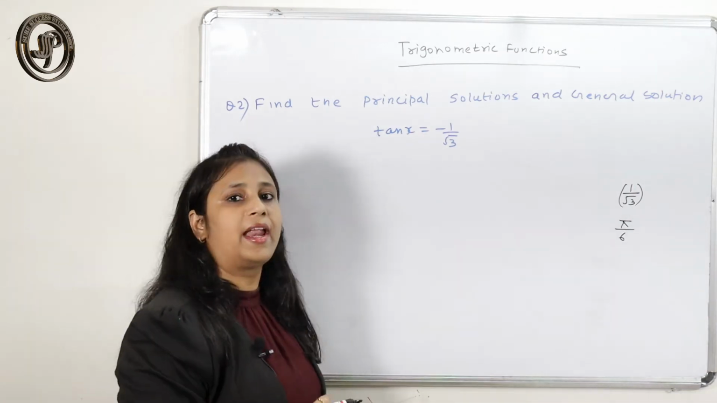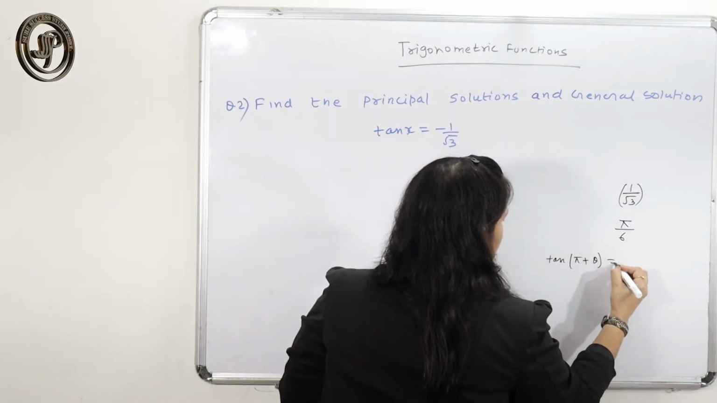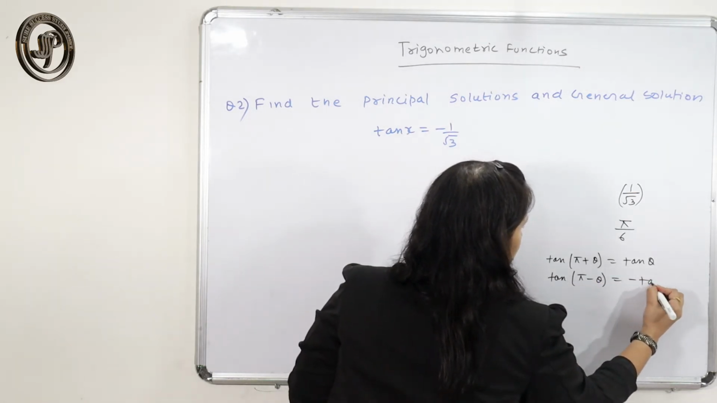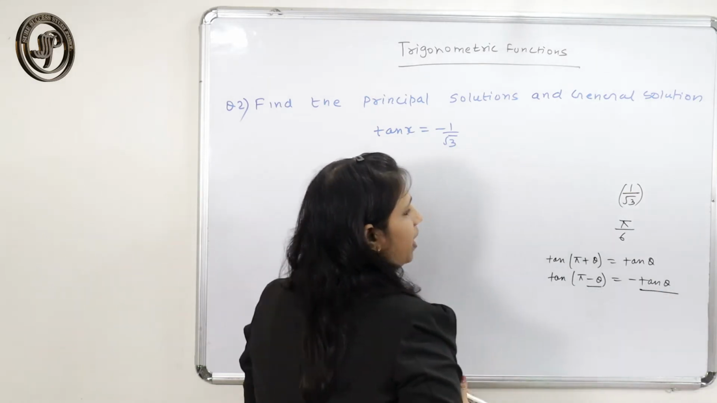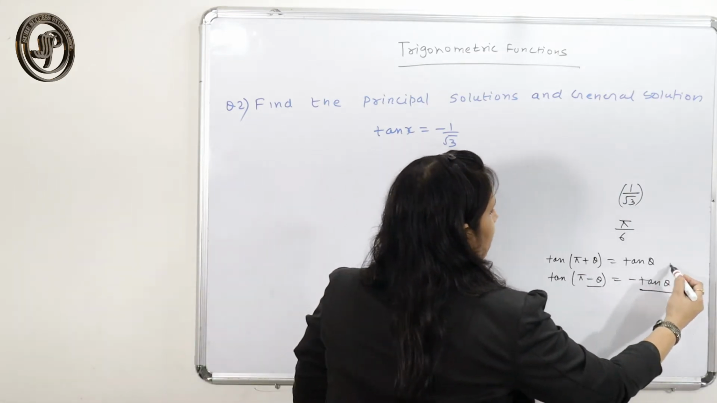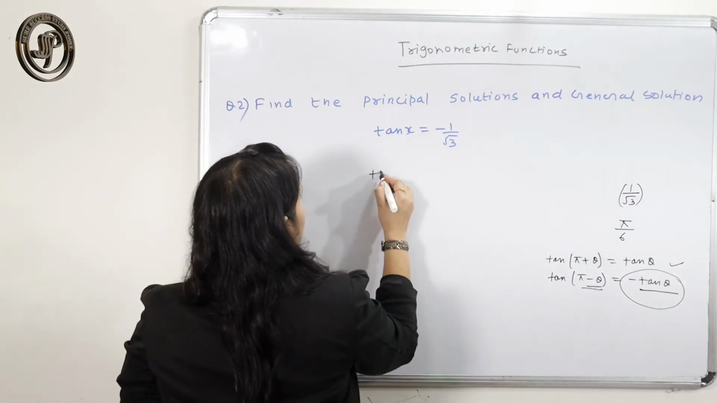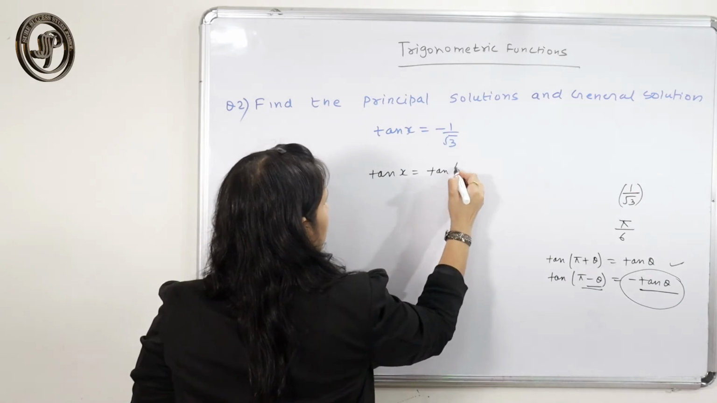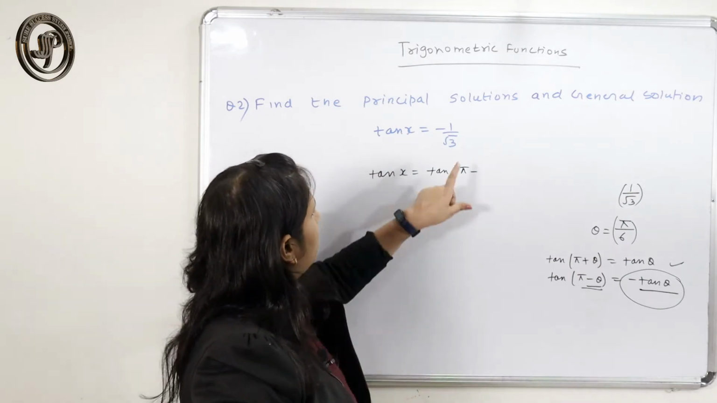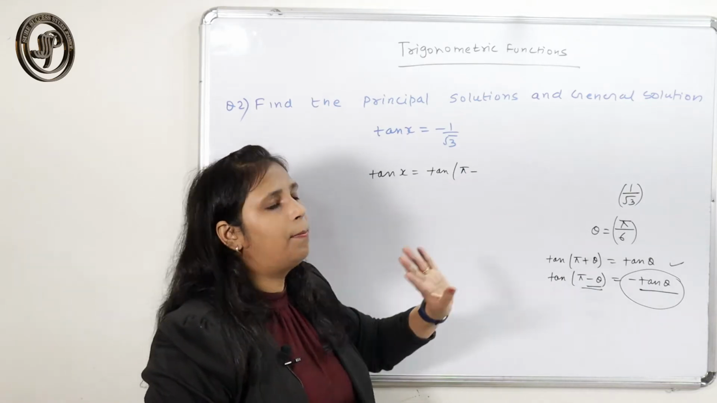So to make the tan negative, I know that tan of pi plus theta is tan theta and tan of pi minus theta is minus tan theta, right? In the second quadrant tan is negative. I know these two things. So in order to make tan negative, I can choose this value. Here I can write tan x equals tan of pi minus theta. Theta is pi by 6. First you have to find theta, which is 1 by root 3. Tan is 1 by root 3 on pi by 6.